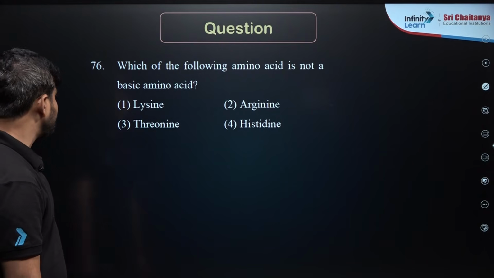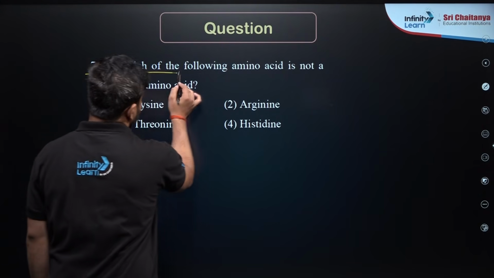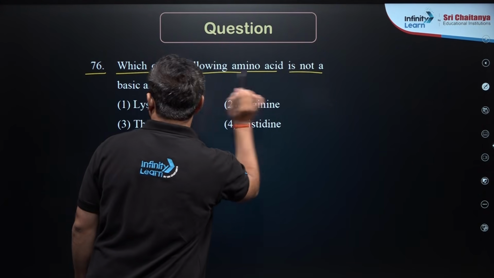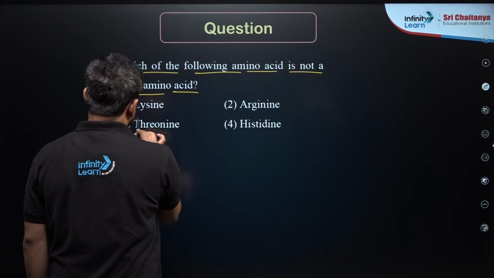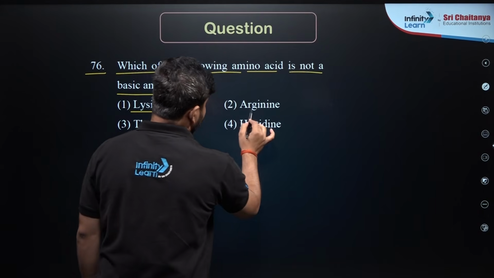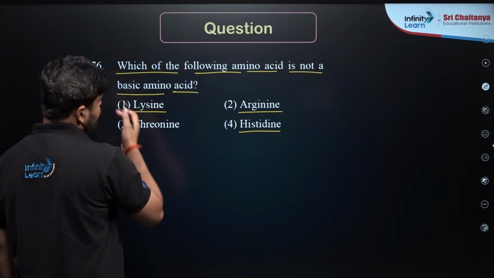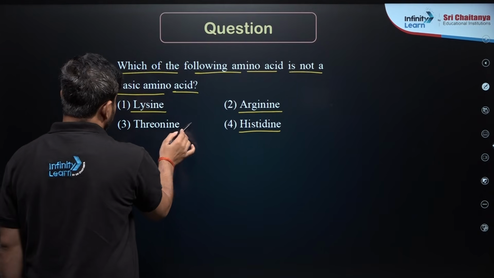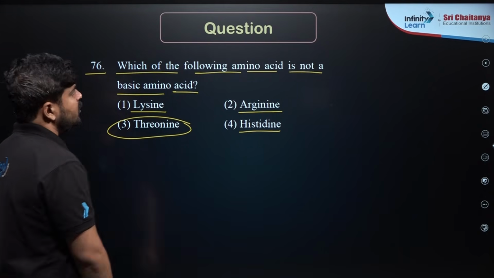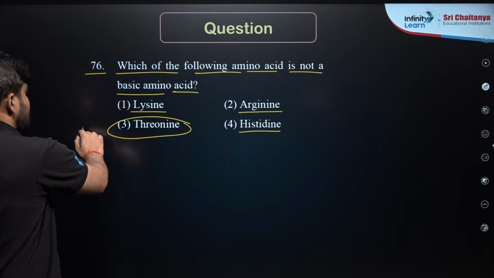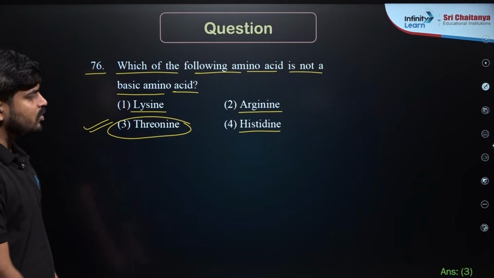Now I am coming to the next question, 76. Which of the following amino acids is not a basic amino acid? Lysine, arginine and histidine are all basic only. So threonine is not a basic amino acid, please remember. The third one is the correct answer of this question.